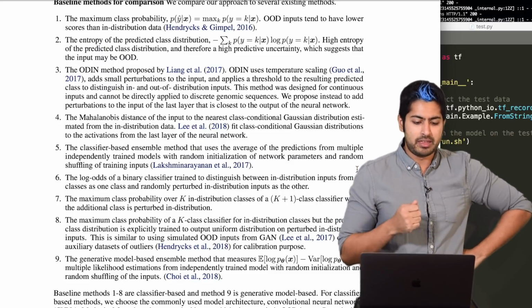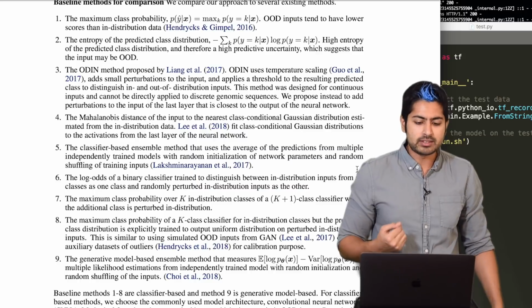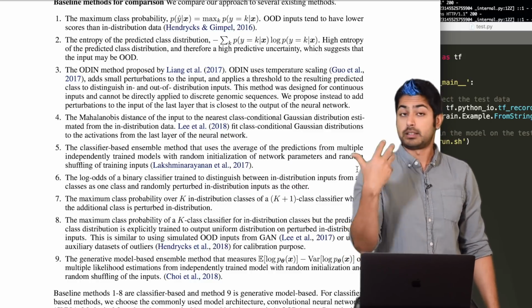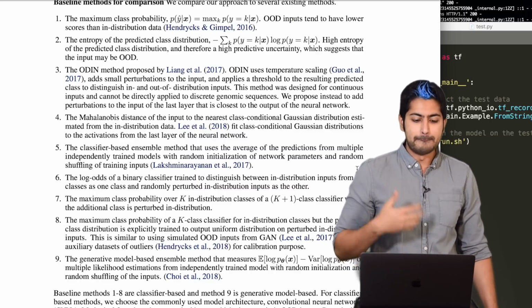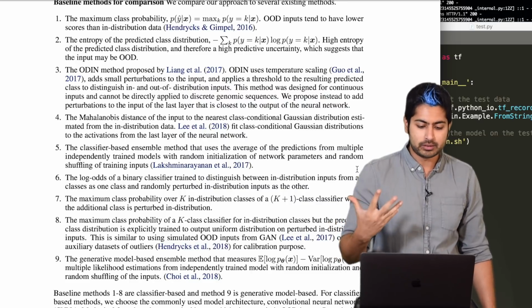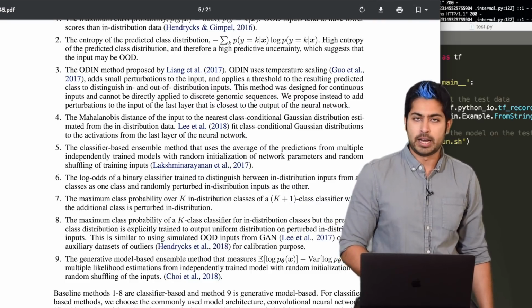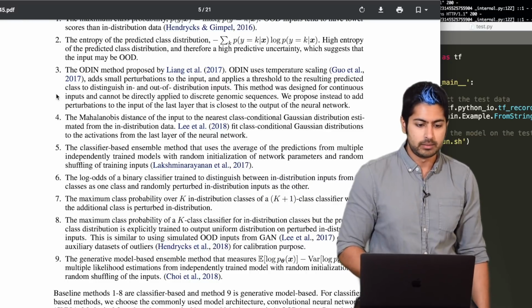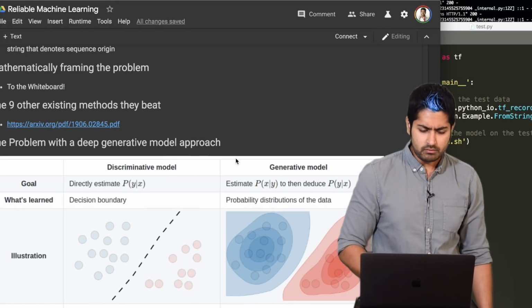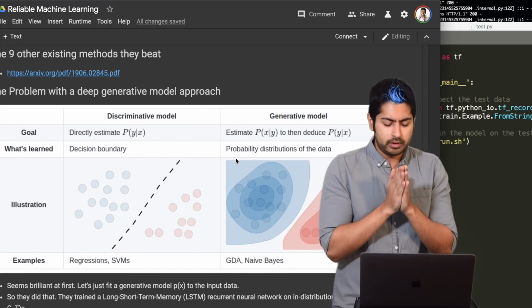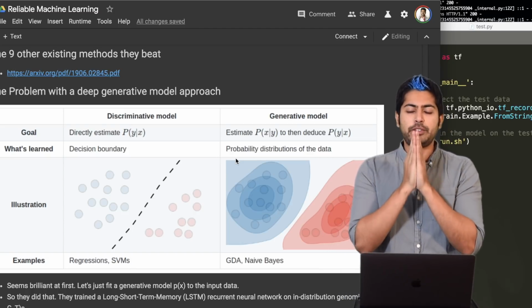There's the Odin method, the Mahalanobis distance of the input method. There's classifier-based ensembles. There's binary classifiers. There's clearly a lot here. These are all 9 of them. I'm not going to go into all because there's quite a lot. But anyway, there's a lot. So what they decided to do was basically this.